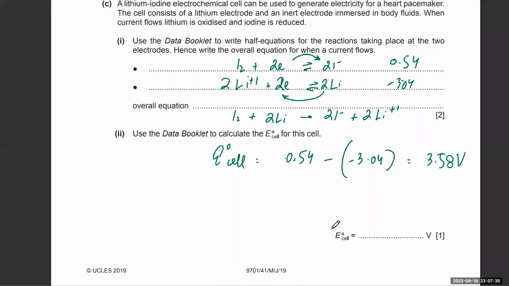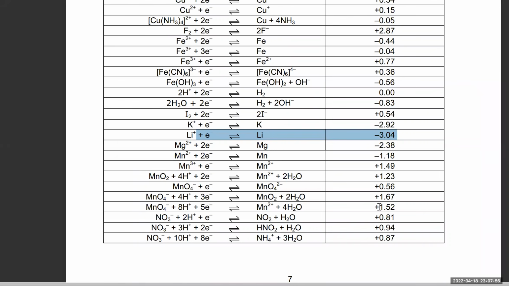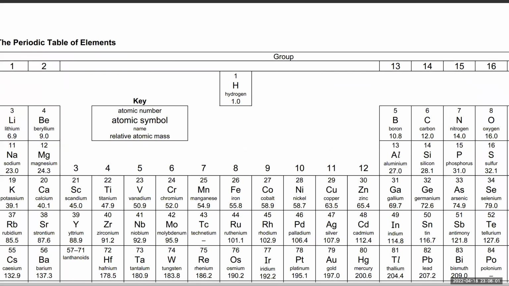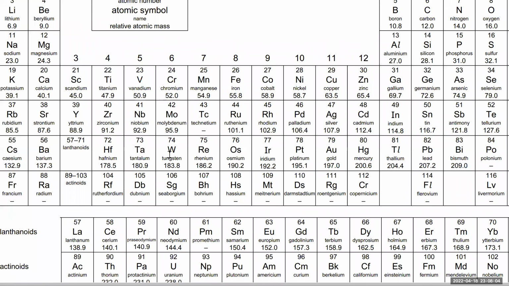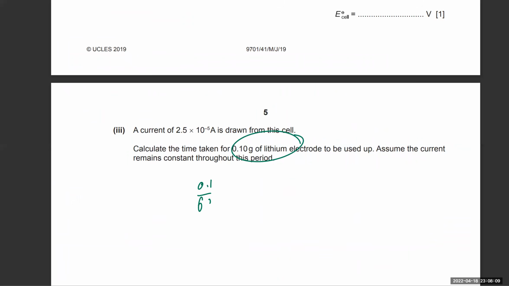So the next part, you've got a current of 2.5 × 10^-5 amperes drawn from the cell. Calculate the time for 0.1 grams of lithium electrode to be used up. So 0.1 grams, how many moles is that? That's 0.1 divided by the molar mass of lithium, which is something close to 7. So lithium over here is 6.9. So tell me how many moles we have for lithium, and make sure you write your workings properly.